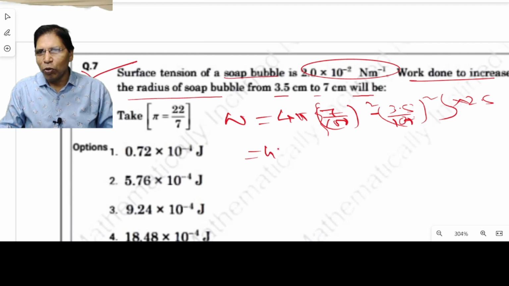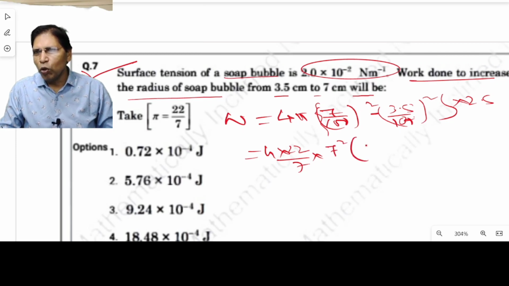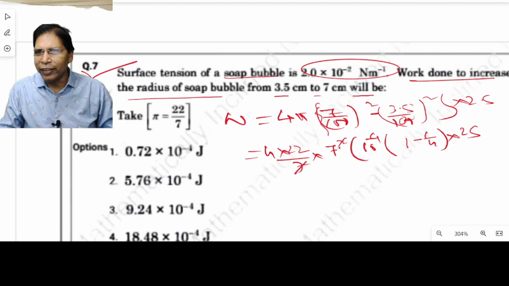This is the 4 into 22 by 7. Now 7 common. So look at this. This is the 7 square into, look at this, this is the 10 to the power 4 into 1 minus 1 by 4 into 2 into s. Now this and this cancel out.